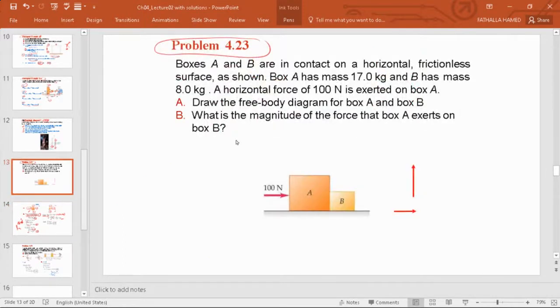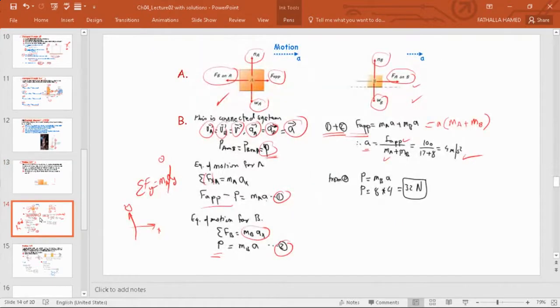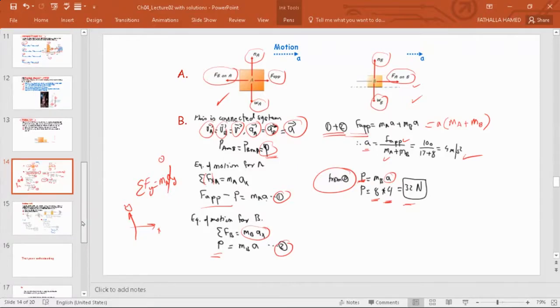They ask you here the magnitude of your force. So P here, which will be equal to the mass of B multiplied by the acceleration. Mass is 8, and the acceleration is 4, so you get 32 newtons, and that's the force basically exerted by A on B. And that's how you handle systems and so on.